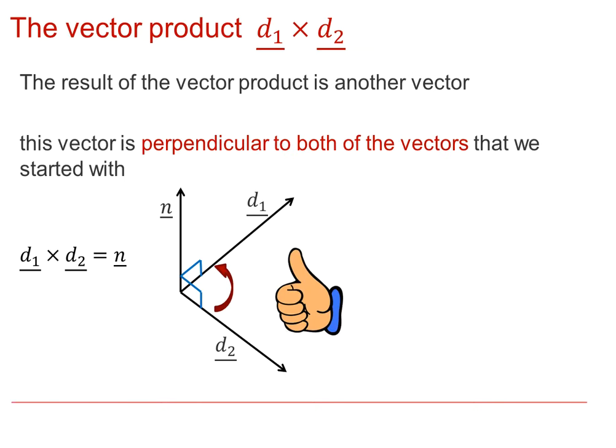Just to remind you, the vector product of two vectors, for example direction 1 and direction 2, is another vector. And this vector is perpendicular to both of the vectors that we started with. So for example here, n is perpendicular to both d1 and d2.